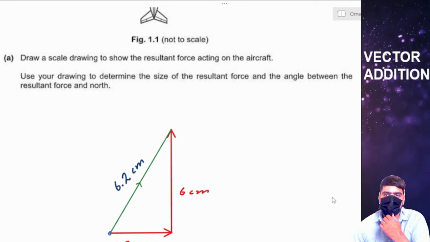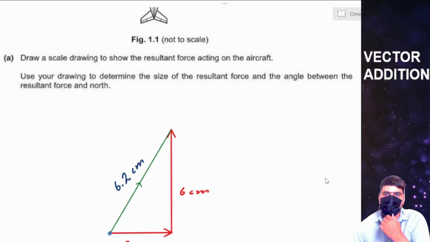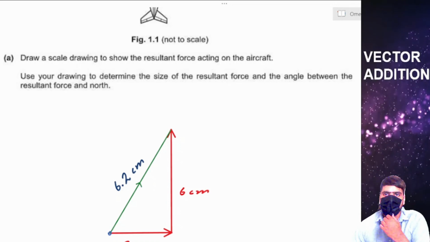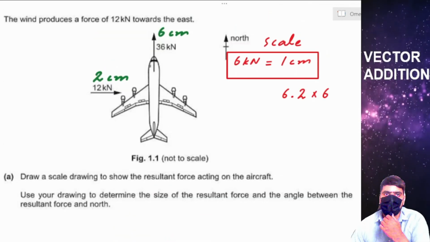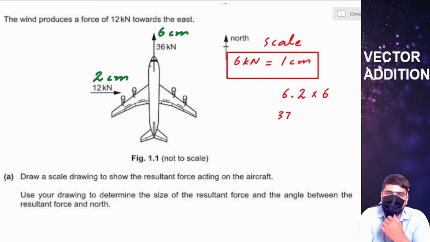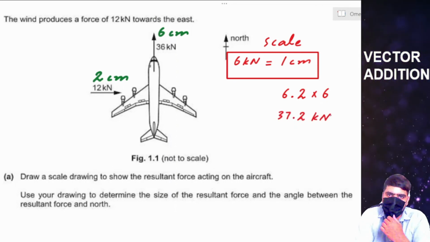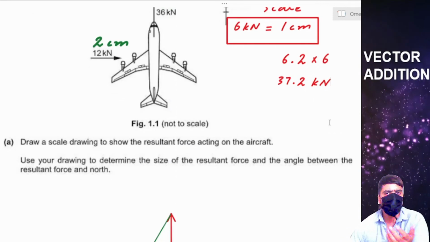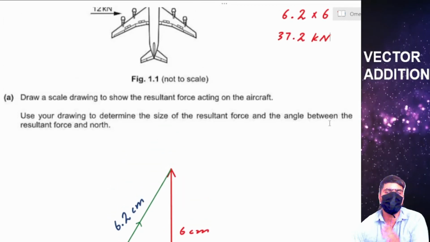6 times 6.2. Sorry, they're wrong. 6 times 6.2 is 37.2. So what I get is 37.2 kilonewton. If you want to write the answer in two significant figures, that can be 37.